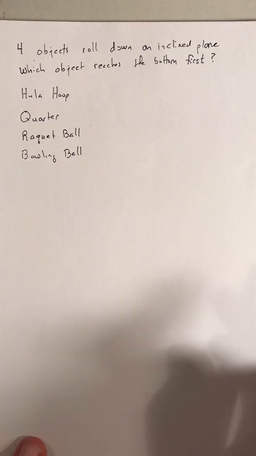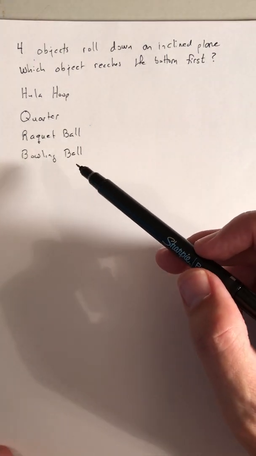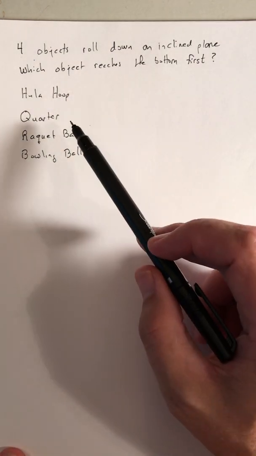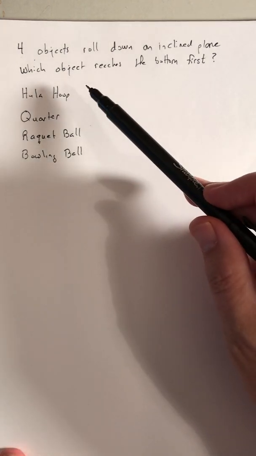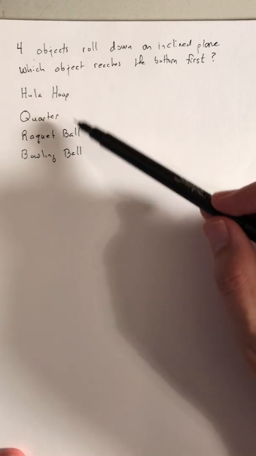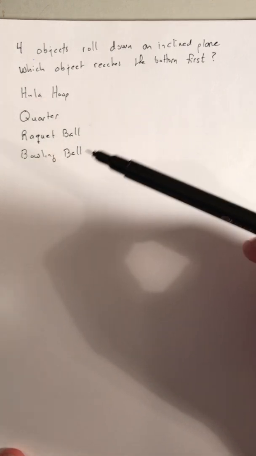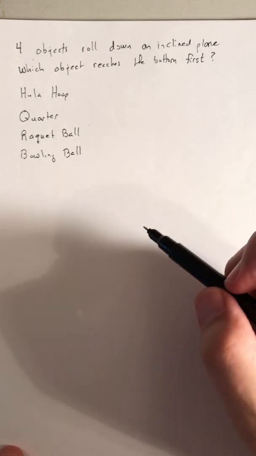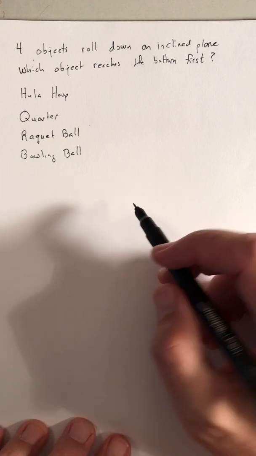Example using rotational inertia. I have a little game set up where I've got 4 objects. They're all going to roll down the same inclined plane. I have a hula hoop, a quarter, a racquetball, and a bowling ball. These all have different rotational inertias, different radii, different masses. There's a certain symmetry in how they're going to roll, and there's a definite answer for which one is going to reach the bottom first.